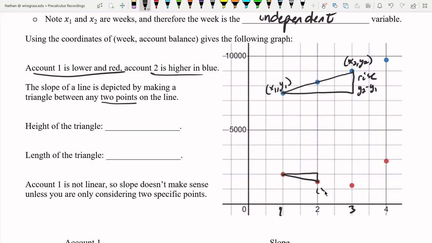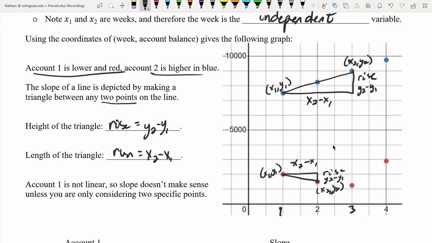Same thing is true here. x2, y2, x1, y1. So this is going to be the rise. So y2 minus y1, that's what the height of the triangle is. The length is the run, or x2 minus x1. So x2 minus x1. That's how you can find the slope between any 2 points.